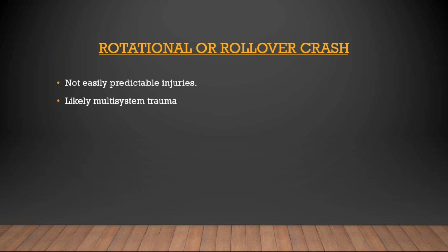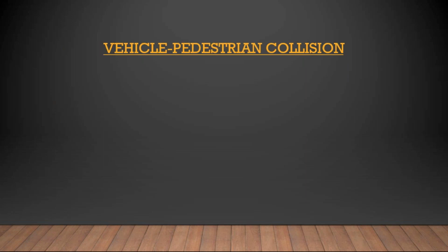Next, we're looking at rotational or rollover crashes. Very unpredictable. You know, some individuals, they're unrestrained, they bounce around that car, and they walk out of that car with a minimal amount of injuries or just a small scratch. Other ones, they're going to be trauma alerts or dead on arrival. Oftentimes, we're going to see multi-system trauma, where the definition of multi-system trauma is 2 or more body systems that are actually affected. So we could see the skin system and the musculoskeletal system, the respiratory system, cardiovascular system, what have you.